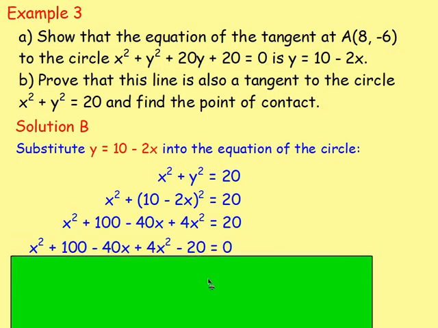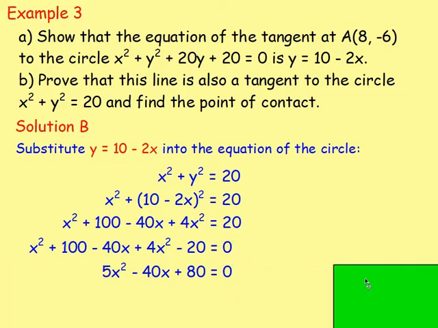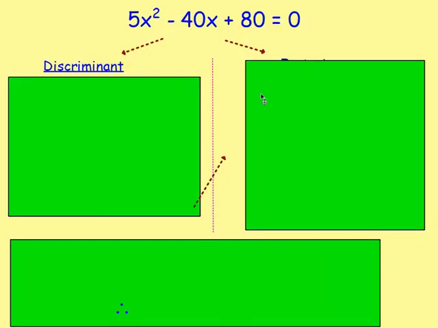Gather your like terms. So moving the 20 over to the other side, or subtracting 20, and if you gather, you'd have 5x squared minus 40x plus 80 equals 0. So that is us substituting one equation into the other. We've now got our quadratic, and Iman, remind us what do you use? Good, well done, the discriminant. So from here, use the discriminant on this quadratic that we came up with.